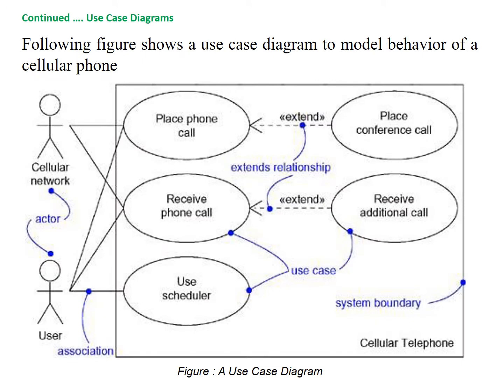This figure shows a use case diagram to model the behavior of a cellular phone. It consists of the use cases place phone calls, receive phone calls, use scheduler, receive additional call, and place conference call. Also, it contains the actors called cellular network and user.